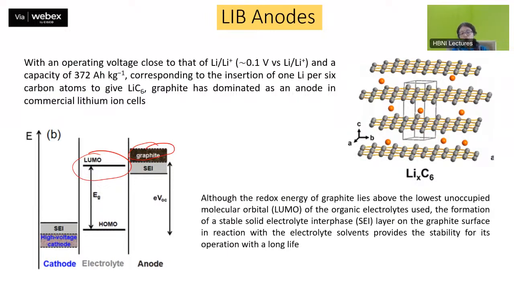So what is that? That is the solid electrolyte interface layer. Why? Because your electrolyte which is there is going to get decomposed. So if it gets decomposed, it is going to form a solid electrolyte interface layer on the graphite surface when it is in reaction with the electrolyte solvents.